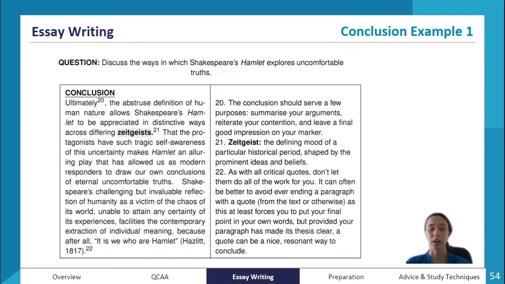So that word is the defining mood of a particular historical period shaped by the prominent ideas and beliefs. So you can be using different words that are sort of specific to essay writing in the context that you may not use in your everyday language. So, for example, you could be talking about foil characters, and we may not usually hear about those, but foil characters are those characters that are sort of the opposite of one of the other main characters to show that sort of juxtaposition with the differences between them.